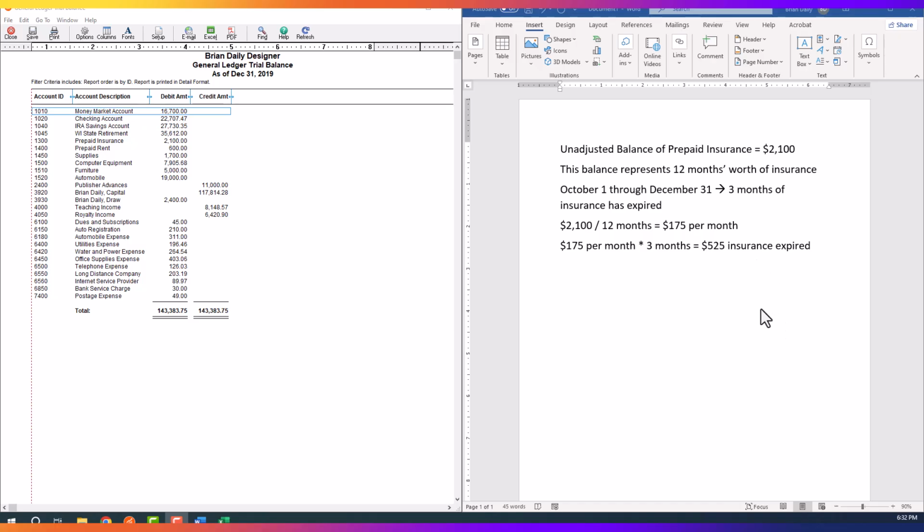Now we need to reflect that through our journal entry, but first I'm going to visualize this with a T account. In the T account for prepaid insurance, I've indicated the unadjusted balance, which we can see on our trial balance here was $2,100. We just talked through the math and said that $525 worth of insurance has expired. If insurance has expired, then the asset account balance should decrease. And to decrease assets, we have to place the amounts on the credit side. In this case, we already have the amount of the adjustment. That's what we've calculated, so we can just bring that into our journal entry.